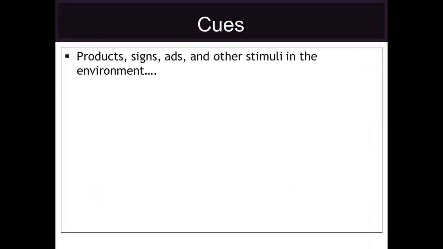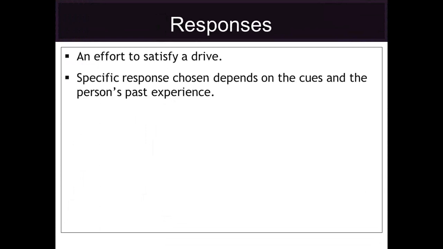Cues are products, signs, ads, and other stimuli in the environment. And when a person receives a cue, he chooses some specific response. Responses are an effort to satisfy a drive. The specific response chosen depends on the cues and the person's past experience.